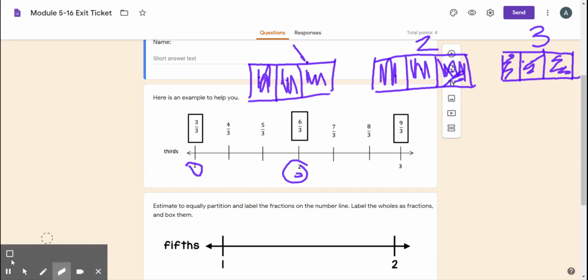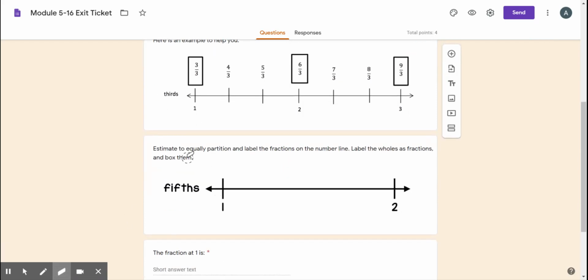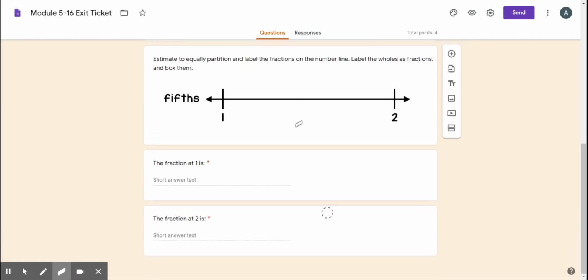So then it tells us to estimate, to equally partition and label the fraction on the number line. Label the wholes as fractions and box them. So make sure as you're labeling the number line, you break it into what it's telling you to break it up into. This one says fifths. Label the whole numbers. So remember, we talked about whole numbers. Make sure you label those as fractions. So what is 1 equal to? What is 2 equal to? As a fraction. And then you're finished.